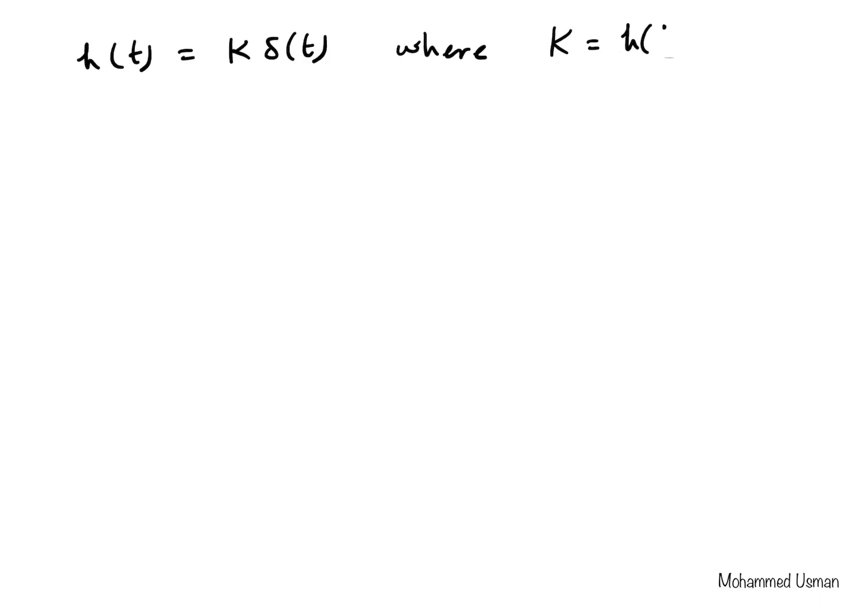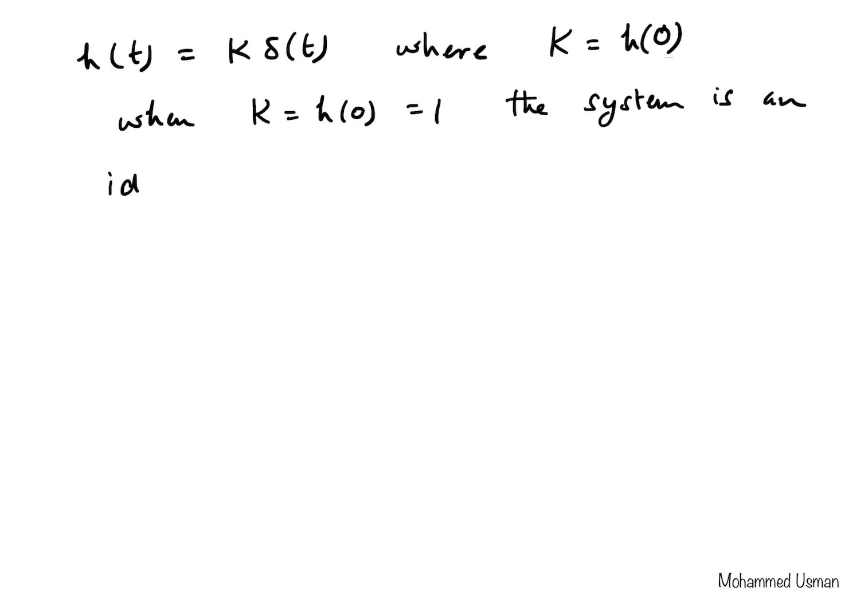Since this is continuous time, the brackets are rounded brackets, that's h of 0. So when k is equal to 1, again we get the identity function. When k equals h of 0 equals 1, the system is an identity system. That means the impulse response h of t is equal to the unit impulse delta of t.